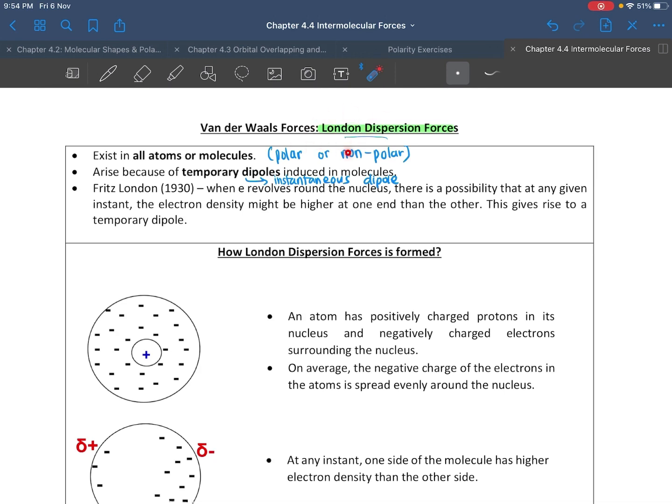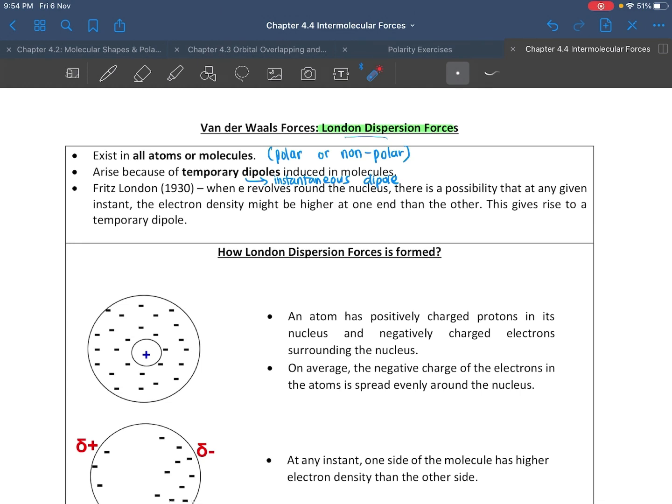London ni bukan London yang dalam negeri, dalam England tu. Okay, so London ni adalah nama orang. Okay, Fritz London. Fritz London 1930 cakap, when electron revolve around the nucleus, there is a possibility that at any given instant, the electron density might be higher at one end than the other. This gives rise to a temporary dipole.